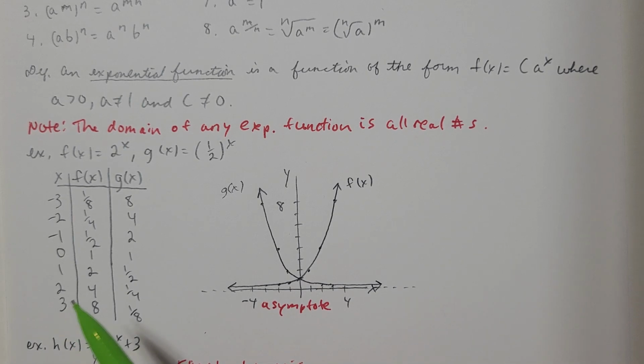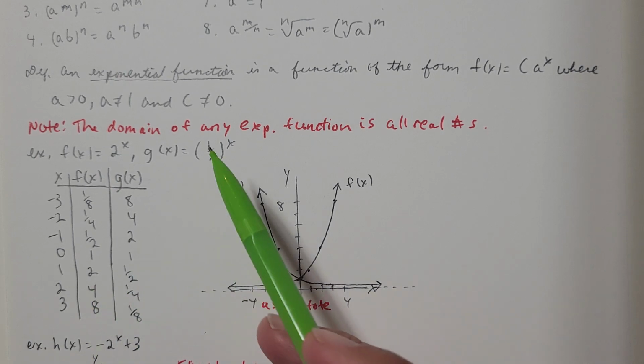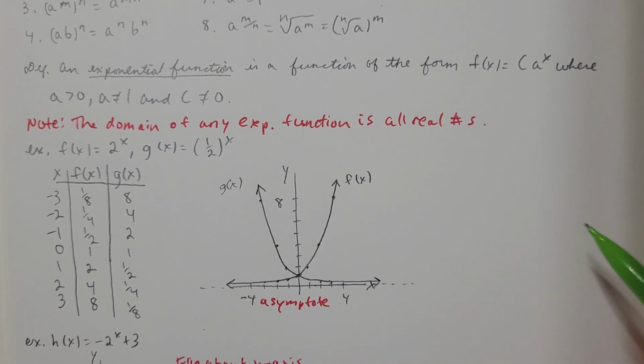If x is 2, 1/2 squared is 1/4. Okay, so (2, 1/4) would be on the graph. And if x is 3, 1/2 cubed, 1/2 times 1/2 times 1/2, that'd be 1/8. So (3, 1/8) would be on the graph. Okay, so here's what this curve is doing.